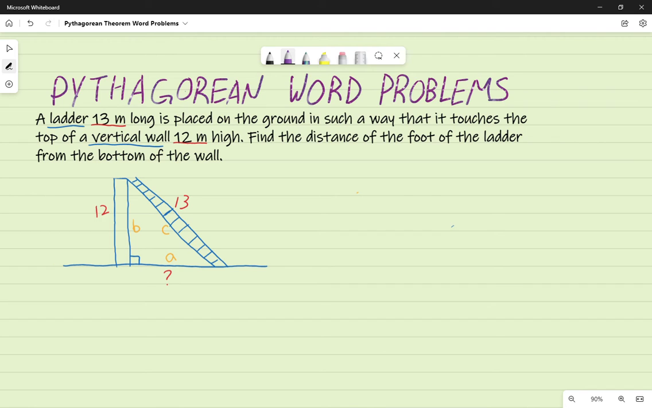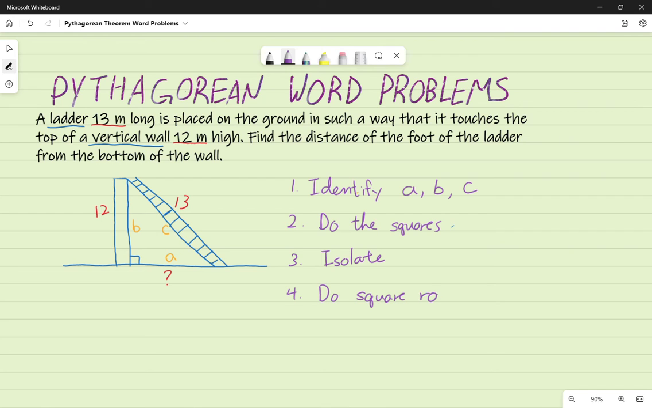Remember the 4 steps? Step 1, identify A, B, C. Step 2 is do the squares. Step 3 is isolate. And then step 4 is do square roots. So these are my 4 steps, and I'm going to follow these 4 steps to complete the question.